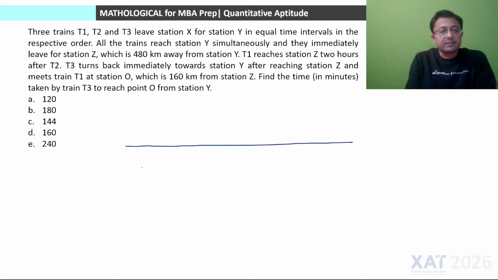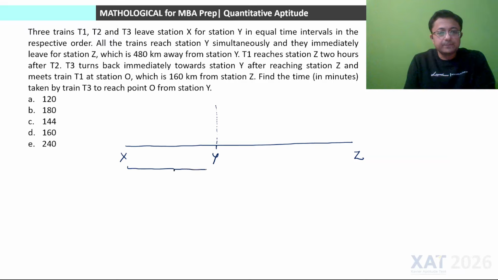So let's say this is the path, this is station X, and then here it is station Y, and then finally station Z. So all trains T1, T2 and T3 leave station X for station Y in equal time intervals. Okay, and they reach simultaneously station Y. और उसके बाद की सारी स्टोरी है. So what can we infer from this part?